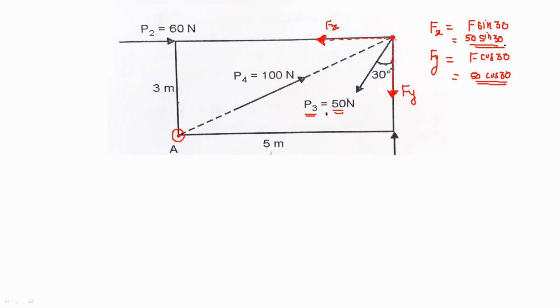So don't consider the direction when you find out the moment. Only resolve the force along x direction and along the y direction. Now find out the moment by individual components Fx and Fy. So I will write here moment by Fx about point A.